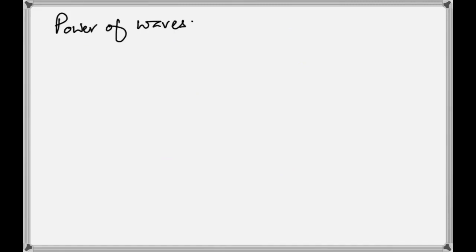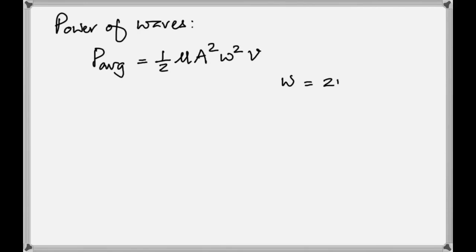The power in a wave, the average power, is given by 1/2 mu A squared omega squared v. That's considerably shorter than the other formula, because omega is 2 pi times f. So that's a lot easier to remember. So the power of a wave is proportional to the square of the amplitude, square of the angular velocity, and the speed.